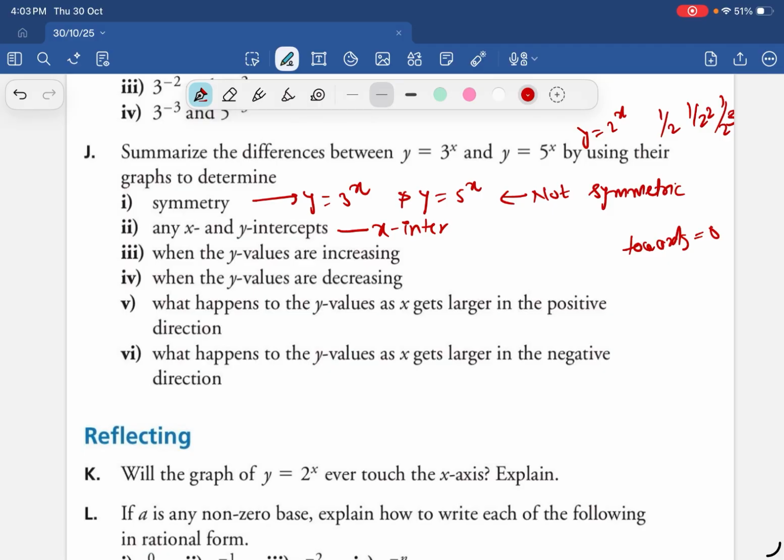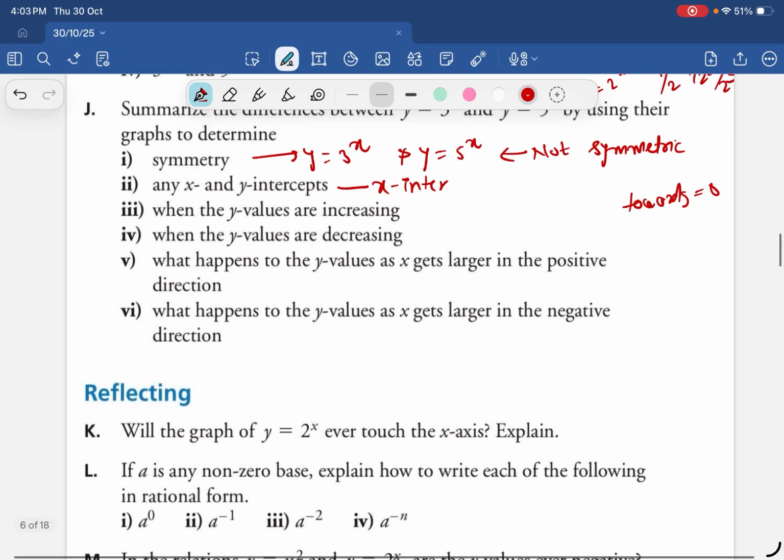And for the y-intercept, we just have to substitute x equals 0, so we get the y-intercept. y equals 3 to the power 0, which is 1, as well as y equals 5 to the power 0, which is 1. So their y-intercept is going to be the same, which is 1.